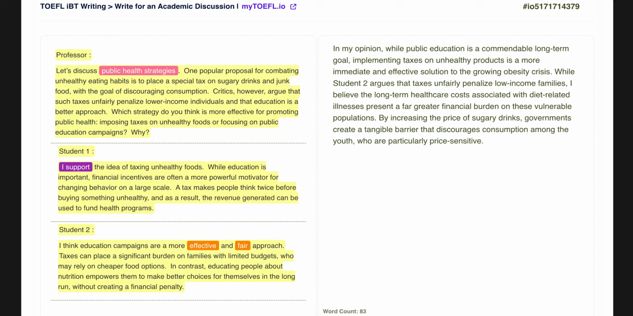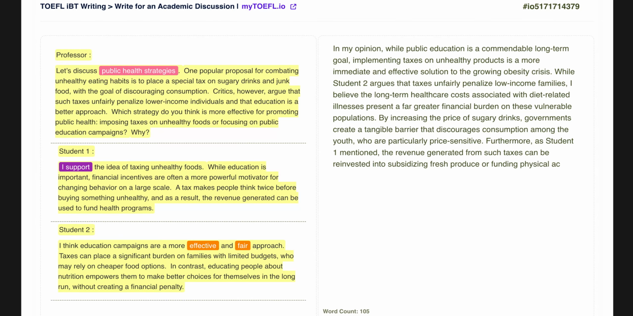Furthermore, as student 1 mentioned, the revenue generated from such taxes can be reinvested into subsidizing fresh produce or funding physical activity programs in schools. We use the transition "furthermore" to add a second point, and then we say, "as student 1 mentioned," to show we are paying attention to the whole discussion. We then quote the idea of the revenue generated from such taxes and expand it by suggesting it can be reinvested into subsidizing fresh produce. We finish by adding, or funding physical activity programs in schools. This shows you can build upon someone else's idea and provide your own specific examples.